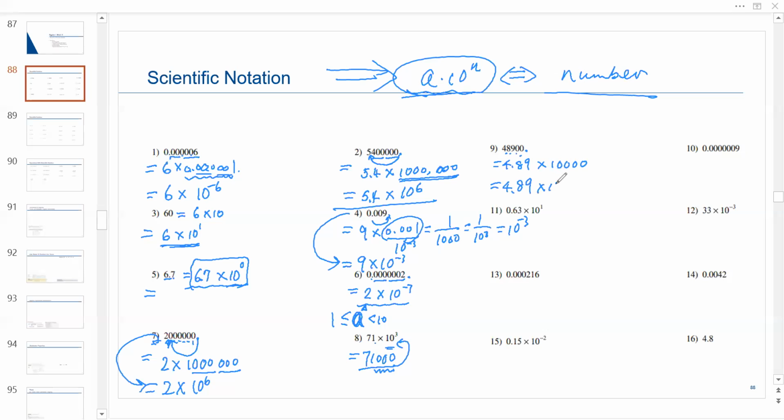10 power 4. You see this? This one transfers here. This one doesn't change. So we can transform between actual numbers and scientific notation. All right, let's see number 10.